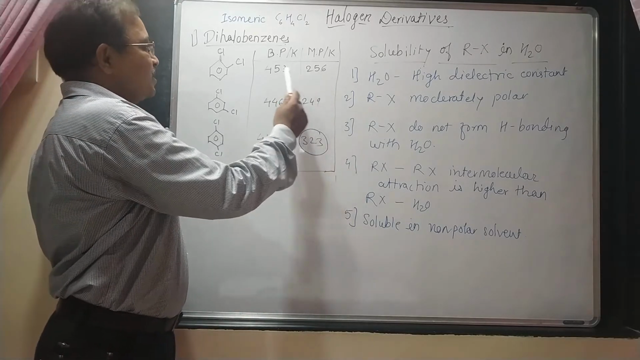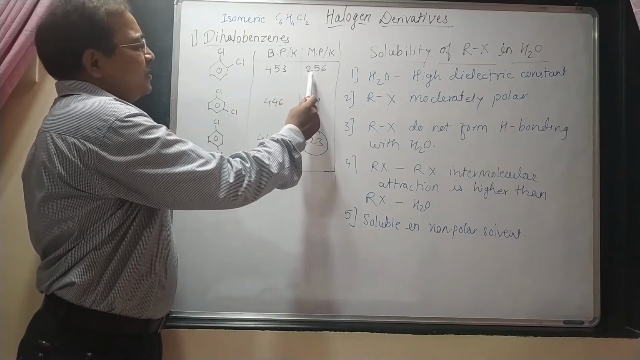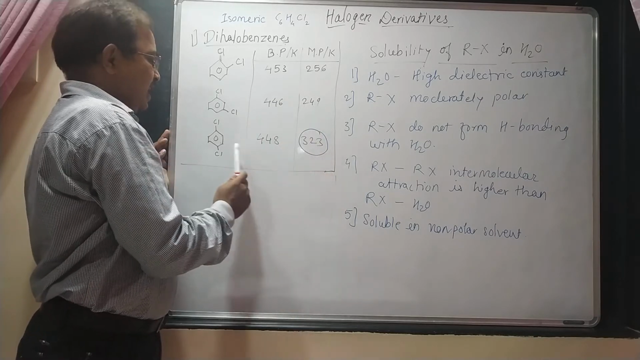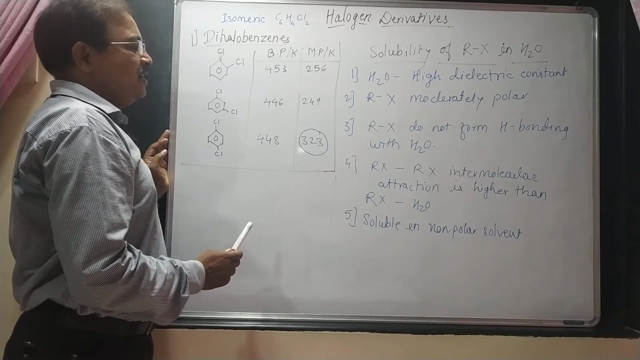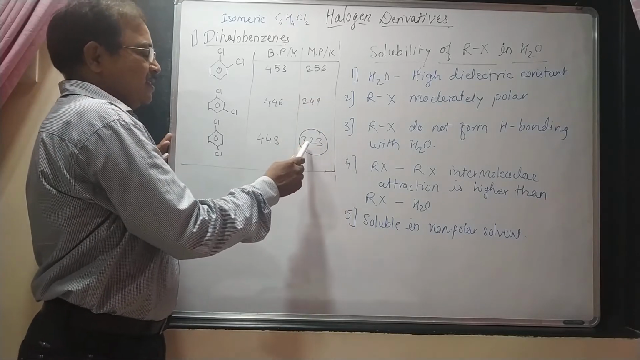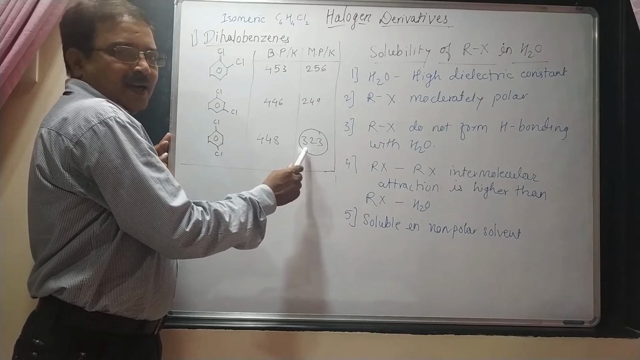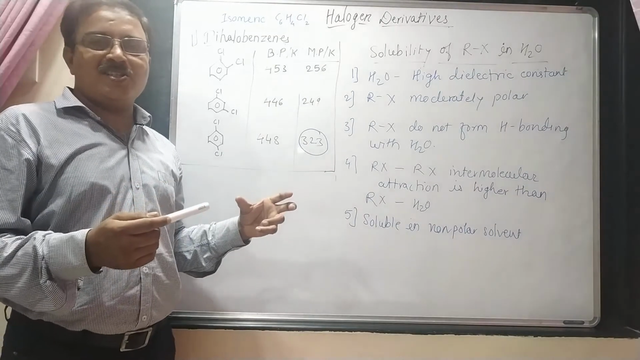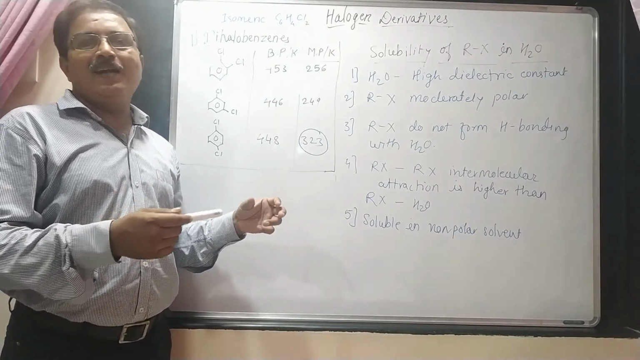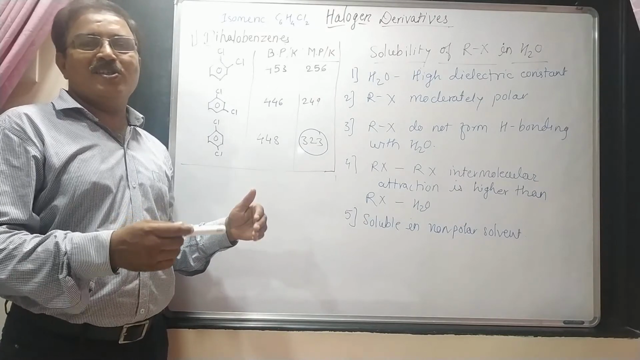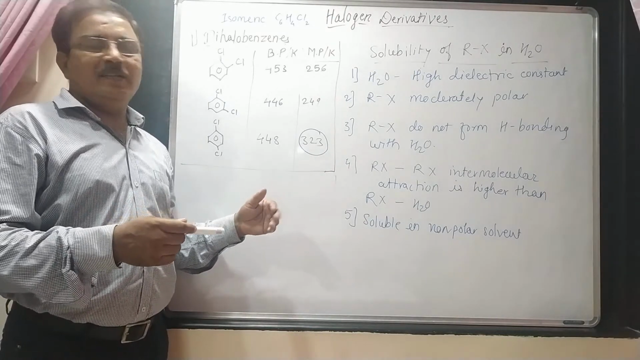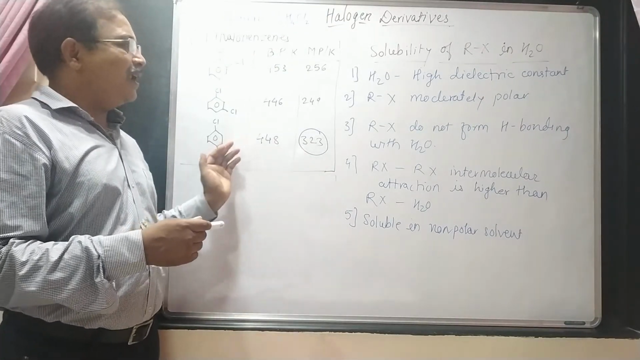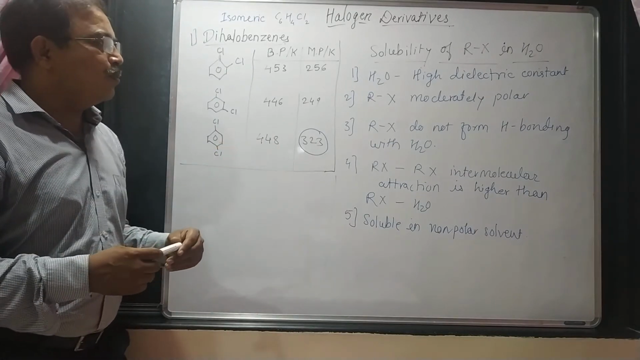Now, their melting points. Orthodichlorobenzene has 256 Kelvin, metadichlorobenzene has 249 Kelvin, and paradichlorobenzene is 323. So there should be a gradual decrease, but here paradichlorobenzene has a higher melting point, because it has a symmetrical structure, and as a result the molecules are closely packed. Therefore, intermolecular forces are stronger. As a result, it requires higher energy to convert the solid into liquid. Therefore, paradichlorobenzene has a higher melting point.